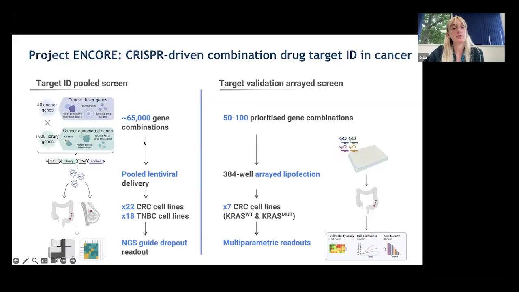And then finally, one of the key elements of orthogonality was these multi-parametric readouts that were used to assess the effect of the gene combination. So we had three different readouts. These were endpoint viability, imaging of confluence over time, and also imaging of cell toxicity. And this allowed us to gain a bit more mechanistic understanding, building on what was shown in the pooled CRISPR screen.